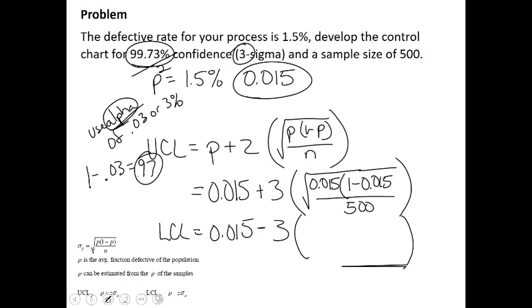Sometimes they'll just say the percent. Sometimes it'll just say the 3 sigma. Use this if you have it. Otherwise, you'll have to manage one of these two. All right, let's give it a shot.